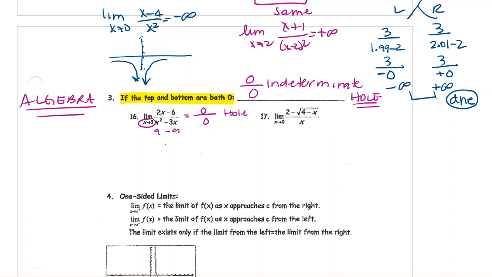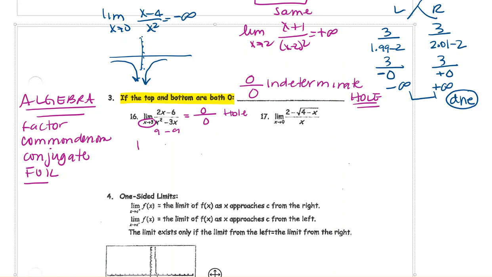And so we do algebra, and there are lots of algebraic tricks that we do. Some of that algebra is to factor. Sometimes that algebra is to get a common denominator. Sometimes that algebra is to use a conjugate. Sometimes it's just to FOIL and combine like terms. You've got to get good at knowing which thing to try. So the algebra I would try here is factoring.